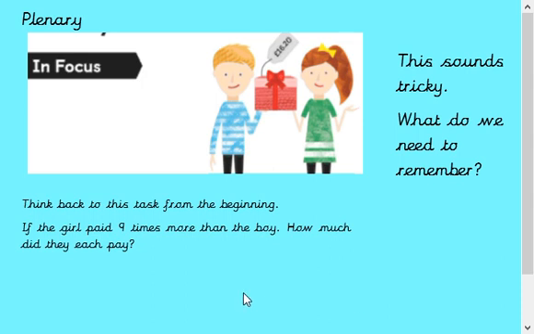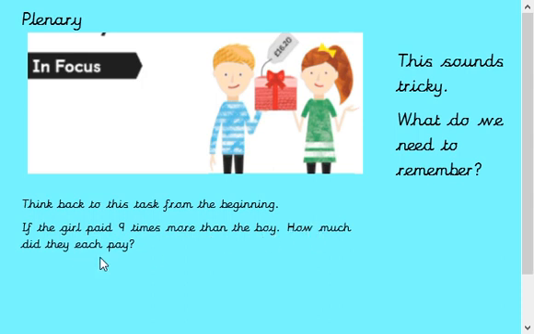Okay, now then, hopefully you got on okay with the independent task. As a plenary this morning, I've just set you up with the in focus question from the beginning, but I'm going to make it a little trickier. And I want you to just think about what you might need to do. So the present was £16.20. Think back to this from the beginning of the lesson. If the girl paid 9 times more than the boy, how much did they each pay?